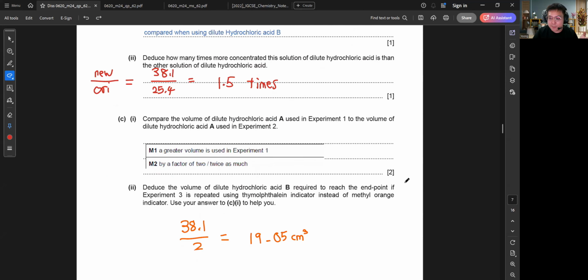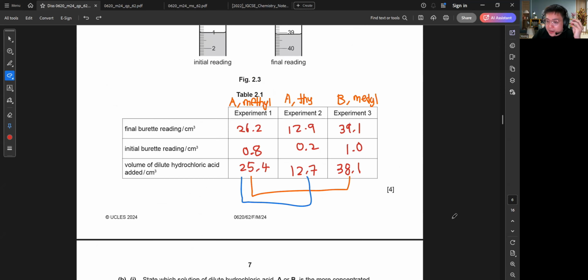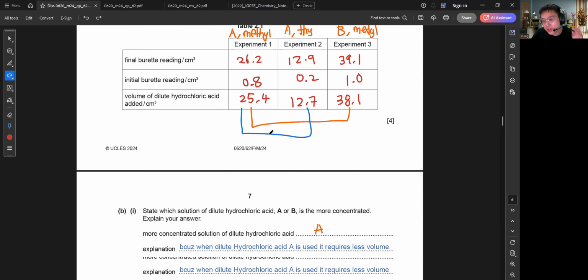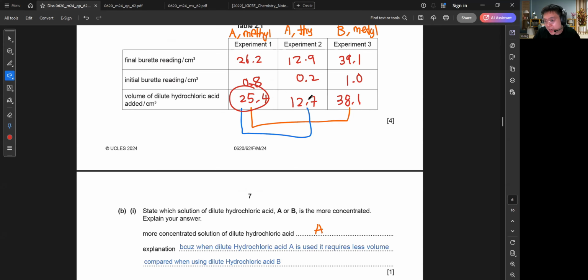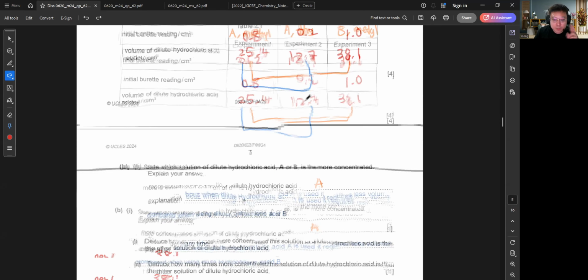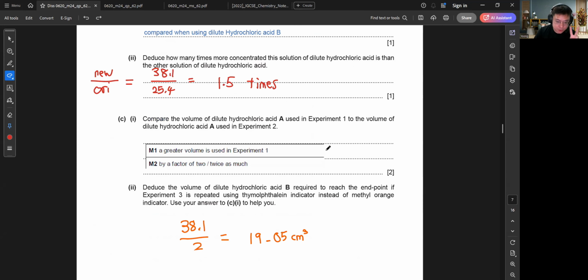But if you look here, that is 2 marks. So maybe we should say by how much of a factor. Again, we use the new over original. 25.4 divided by 12.7, please double check it with your calculator. It's almost around 2, very near to 2. I think it's exactly 2. I'm going to double check it here, and you double check it as well. 25.4 divided by 12.7. Yeah, it's an exact 2. Exactly 2 times more.